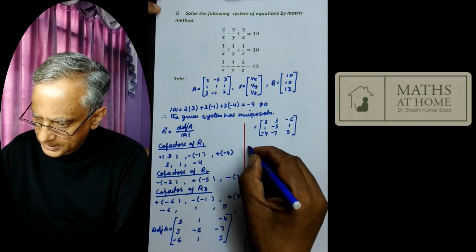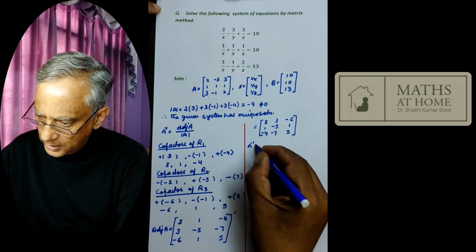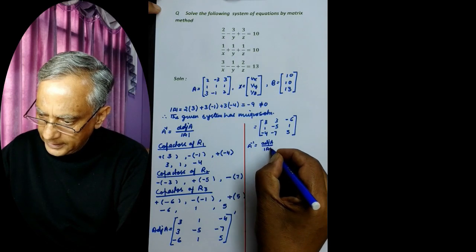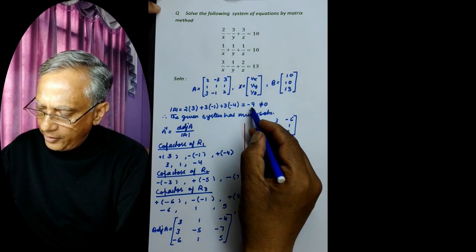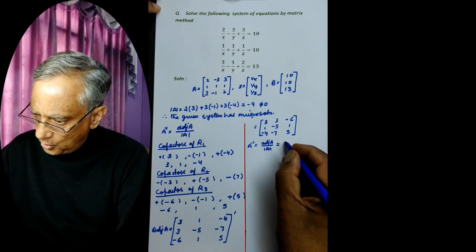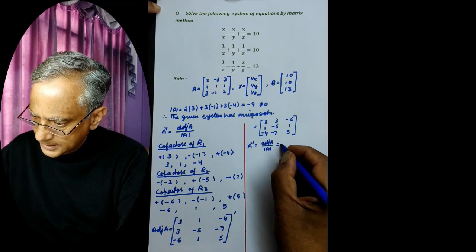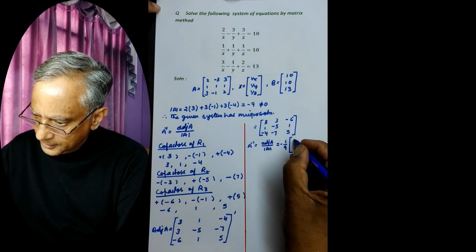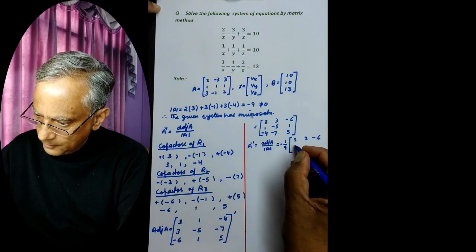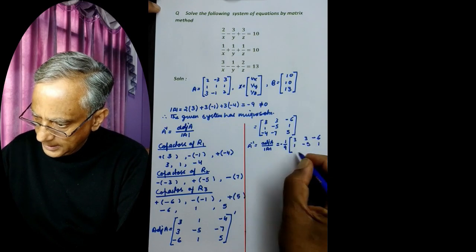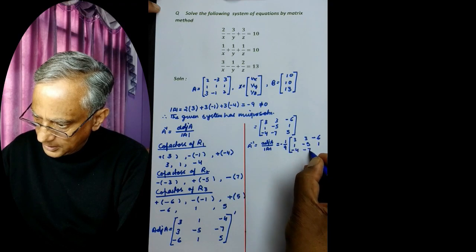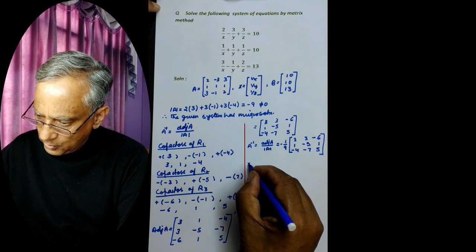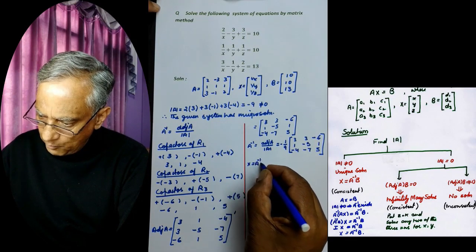And therefore A inverse is equal to adjoint of A over determinant of A. Determinant of A is minus 9. So this will be minus 1 by 9 into adjoint of A. Adjoint of A is this: 3, 3, minus 6, 1, minus 5, 1 and minus 4, minus 7 and 5. And therefore X is equal to A inverse B.